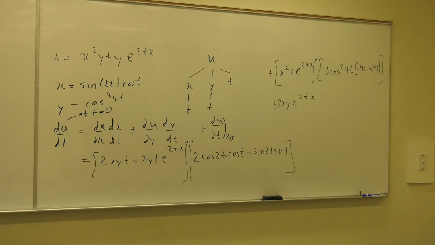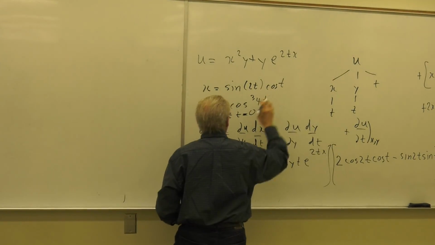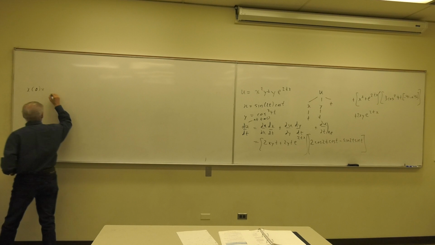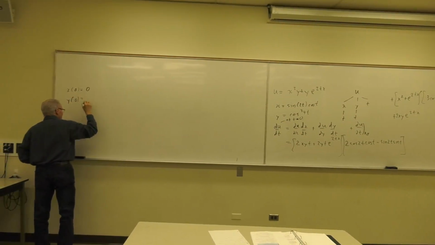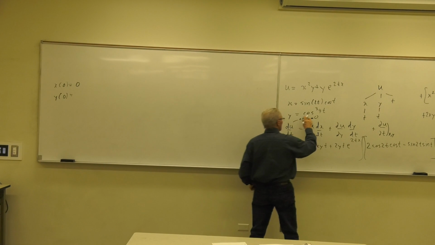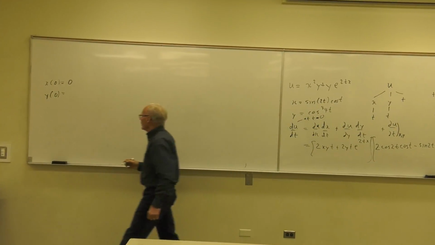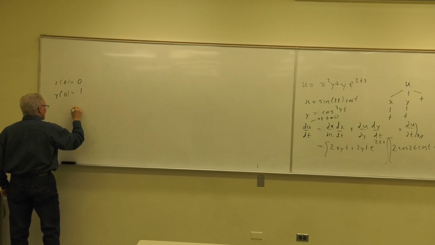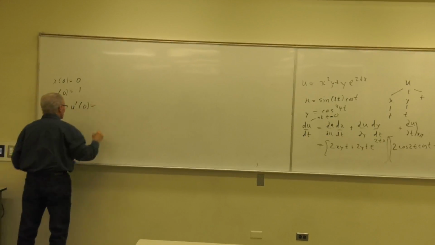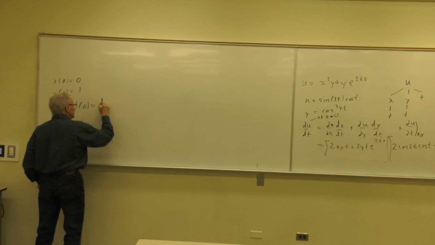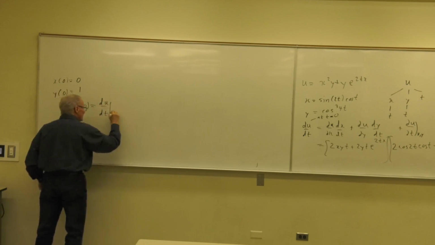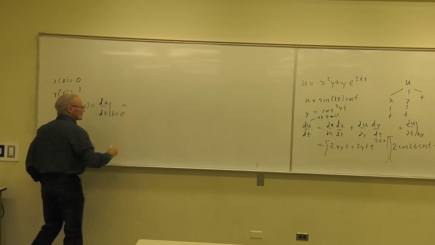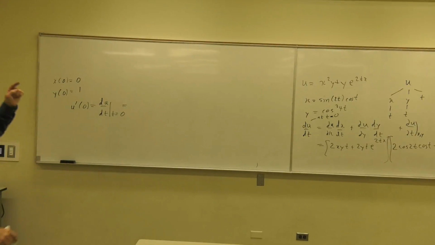So we'll have to have x at 0. X at 0, plug in t equals 0. That's nice, that's gone. Y at 0, put in t equal to 0, you get the cosine of 0 cubed, which is 1. And therefore, u primed at 0. Perfect language to write that: du dt, evaluated at t equal to 0. So we'll simply take our answer there. Every time we see an x, we put in 0. Every time we see a t, we put in 0. And every time we see a y, we put in 1.